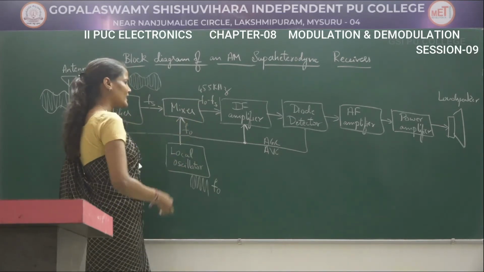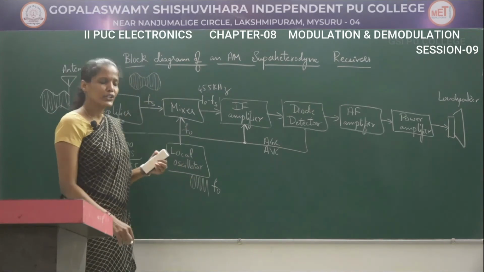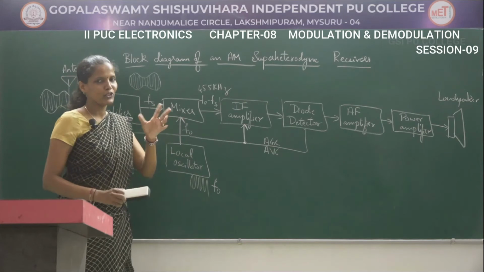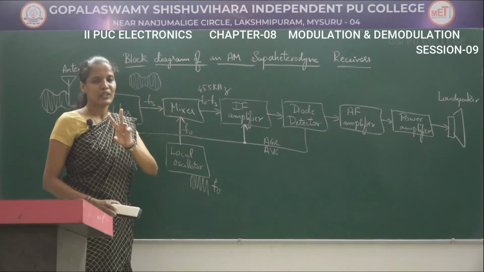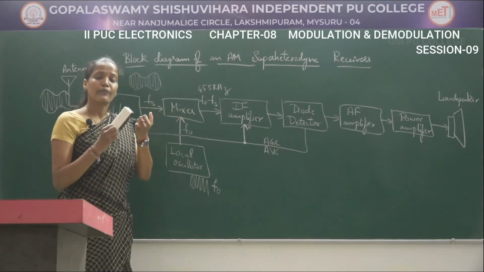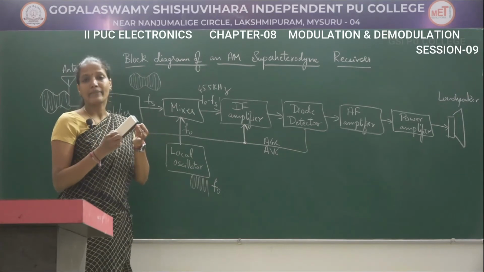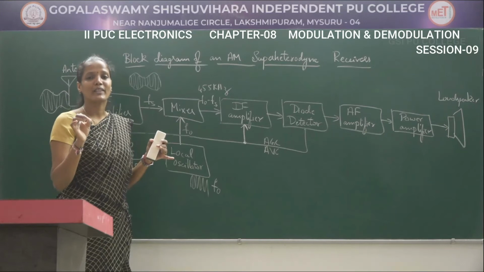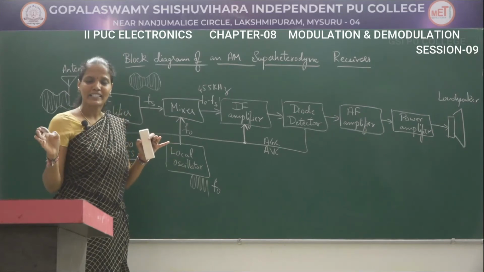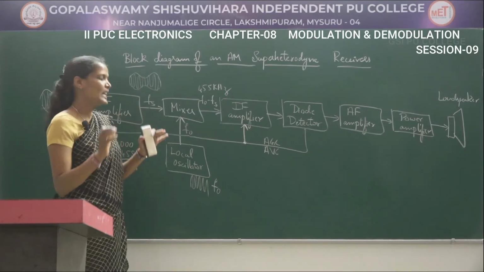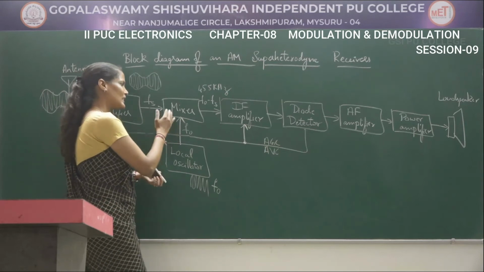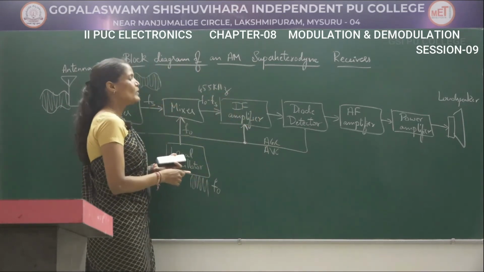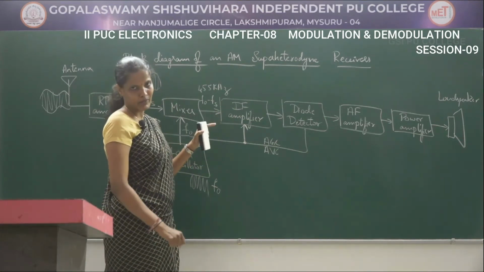So what does this mixer do? The mixer is going to combine these two signals. When combined, I am going to get two separate signals whose frequencies are F0 plus Fs and F0 minus Fs. Out of these two signals, the F0 plus Fs signal will be completely eliminated with the help of the band pass filter, and the difference of these two signals will be passed on to the next stage of this receiver, what is called the IF amplifier.